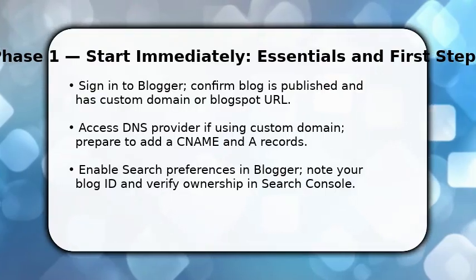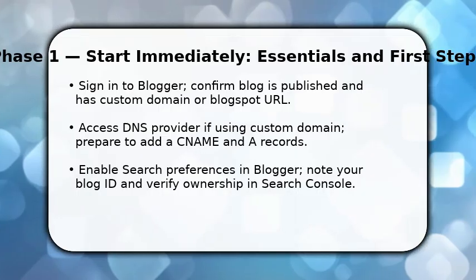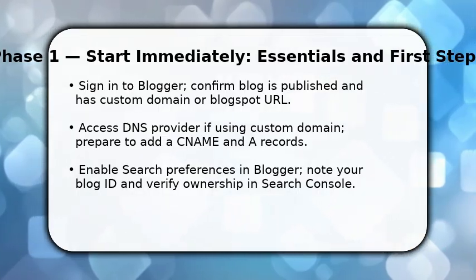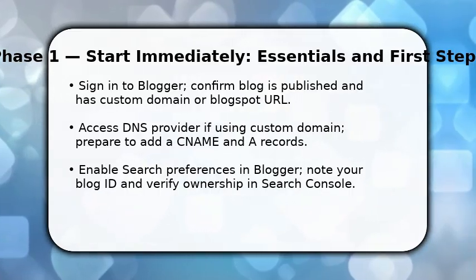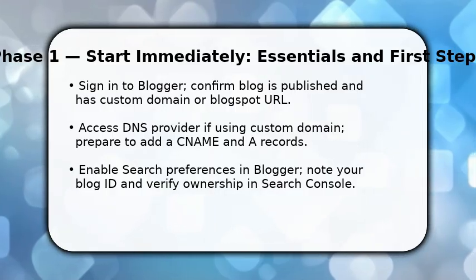You start by confirming the blog is live and that you can edit settings. This matters because sitemaps require an accessible URL. Once done, locate your blog ID in Settings and open Google Search Console.